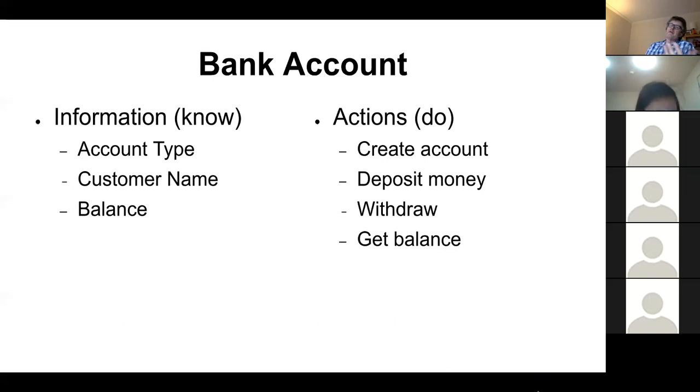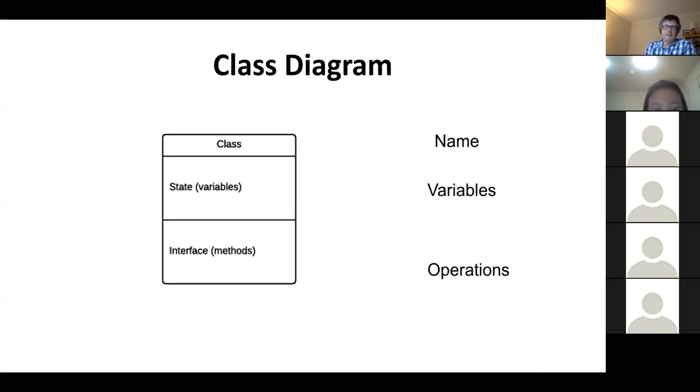We want to be able to put money into the bank account. We want to be able to take money out of the bank account. We want to be able to check its balance, right? Those are the major sorts of things we might want to do with an account. And there are a few other things, like maybe we want to close out accounts, maybe we want to merge accounts, but these are the main things we want to talk about.